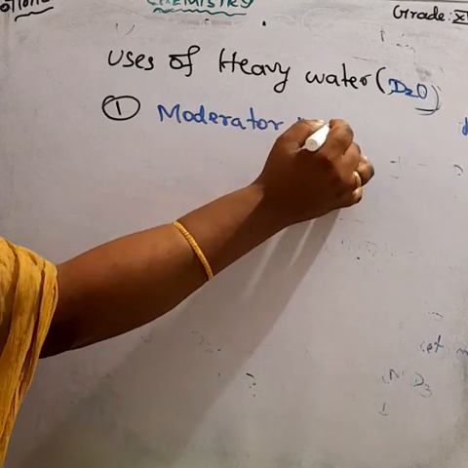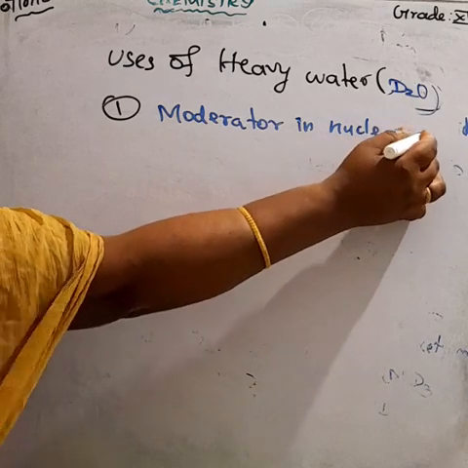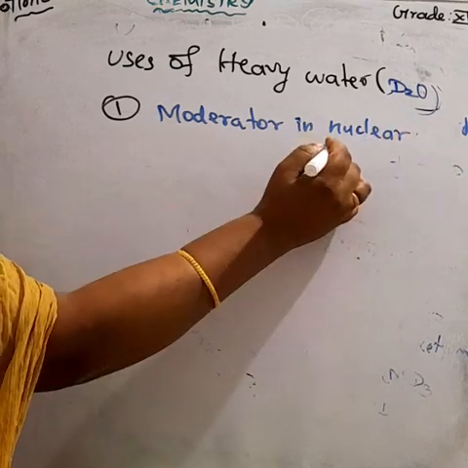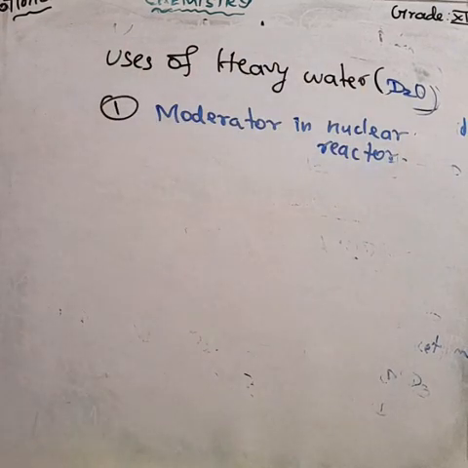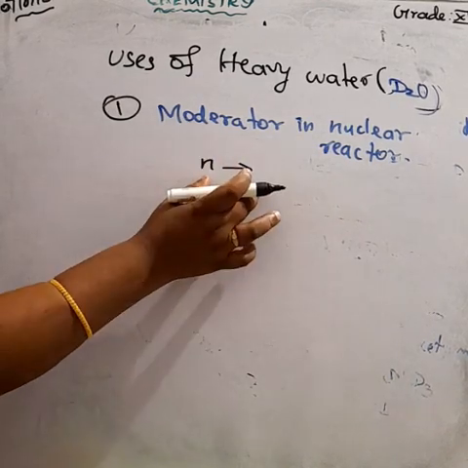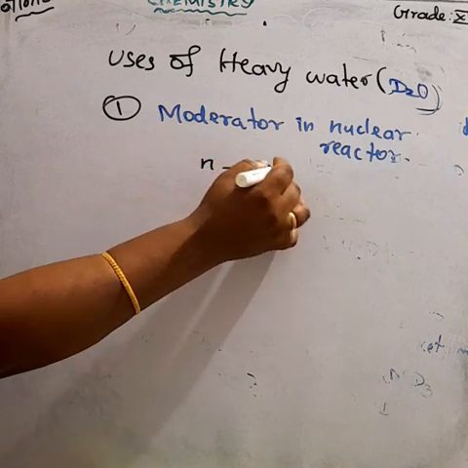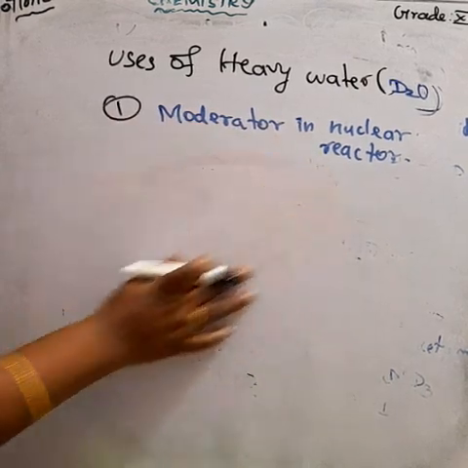A nuclear reactor has the nuclear fission reaction, and nuclear fusion also. Nuclear fission means decomposition takes place there, and only neutrons react. When bombarded with neutrons, the nucleus decomposes. Only neutrons are used.